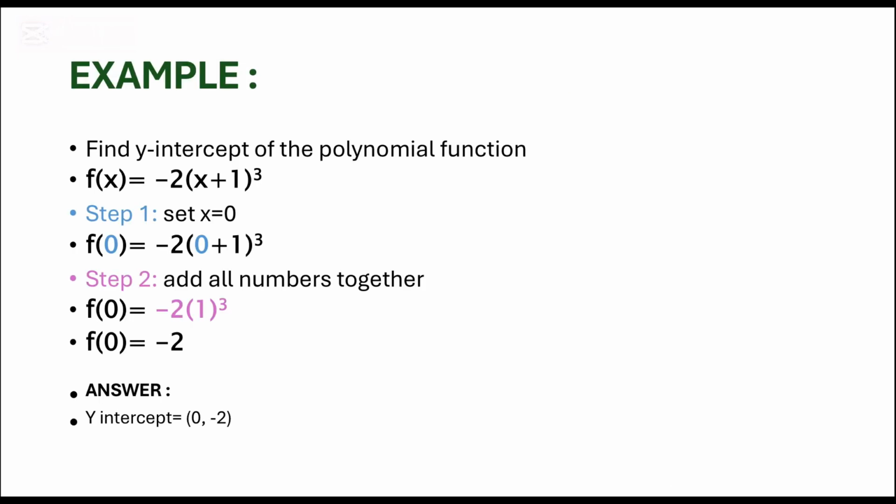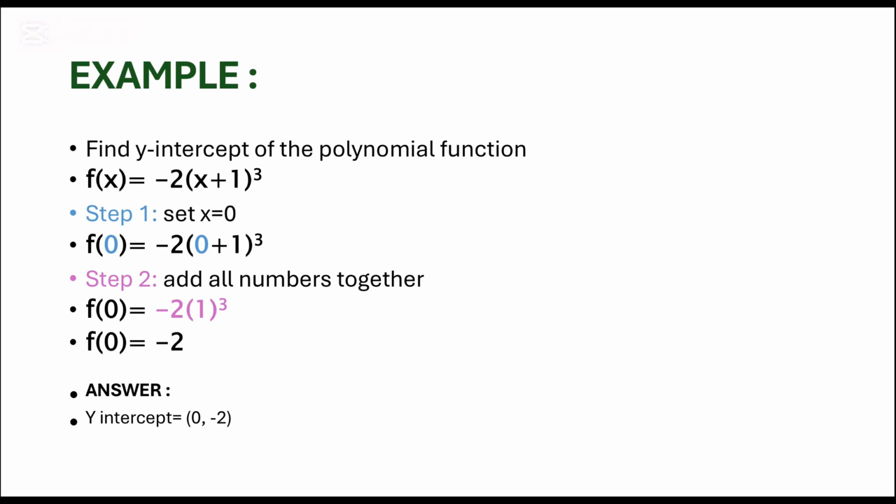So let's do an example. For this example, the question is, find the y-intercept of the polynomial function. The function is f of x equals -2 times the bracket x plus 1 to the power of 3. So step 1 is to set your x's to 0. So we're going to set the x of f of x to 0 and the x in the bracket to 0. Step 2 is to add all of your numbers together.